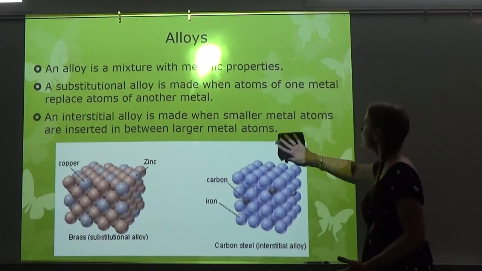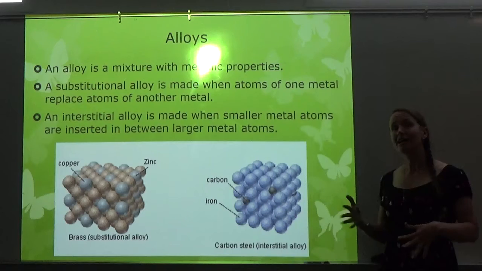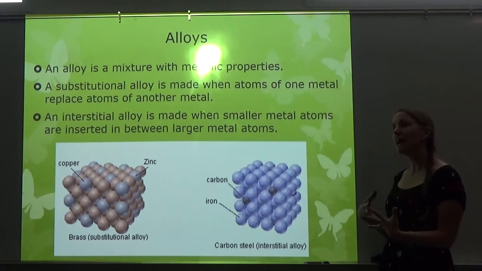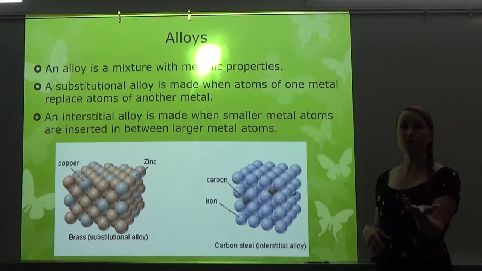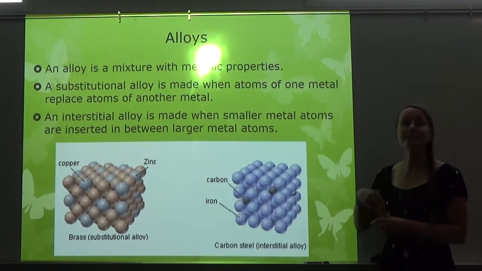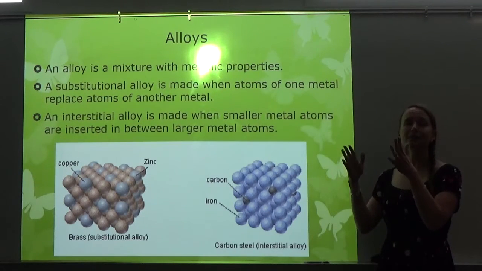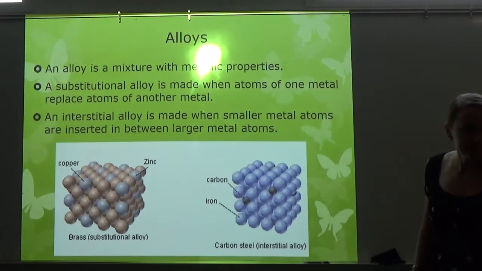The reason that we make alloys is to enhance properties we like and to try to stop the properties we don't like. We might make an alloy to make a metal stronger, or to make it lighter for aircraft, or to make it less likely to rust. So we try to increase the positive properties and decrease the negative properties. That's why we make alloys.